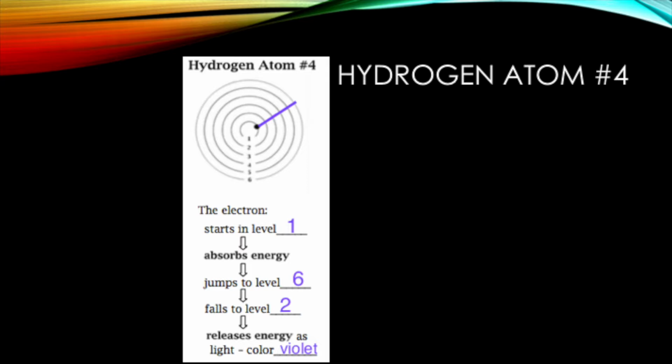In order to go to that lower energy level, it has to release the extra energy. It's going to release that extra energy as visible light, and for this last scenario with the most energy, meaning it's jumping from the 6th all the way back down to the 2nd, it's got to release the most energy. It's going to release violet or purple light.